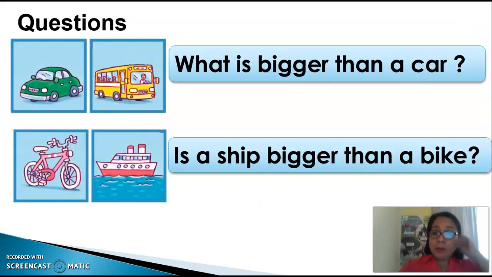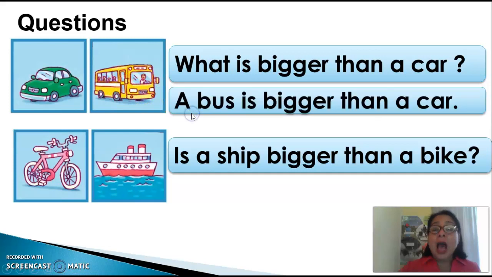We also have questions like this. What is bigger than a car? Look at the picture. What is bigger than a car? Yes, a bus is bigger than a car.